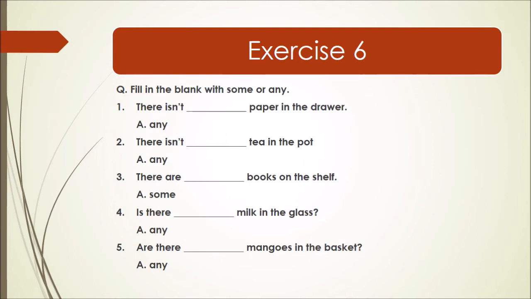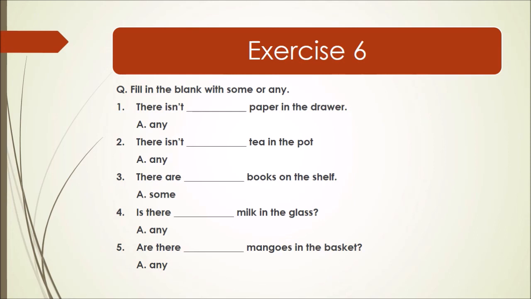There are dash books on the shelf. There are some books on the shelf. There is no negative sentence. It is not a question sentence. So, it is affirmative sentence and we use here some. Understand? Number 4. Is there dash milk in the glass? Is there any milk in the glass? We put any here because it is a interrogative sentence. A sentence in which question is asked. Kya glass mein doodh hai, milk hai, hum yahan pe any lagaye.